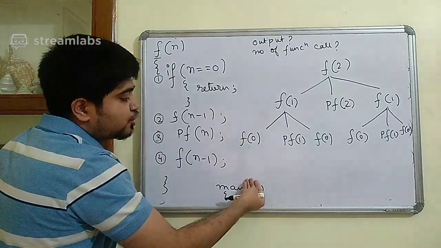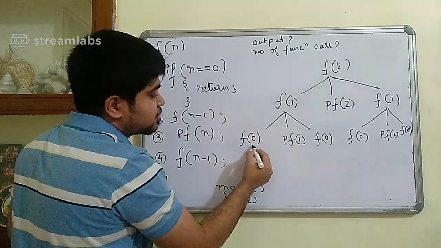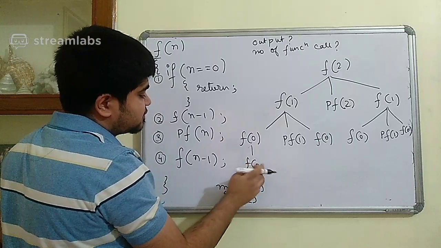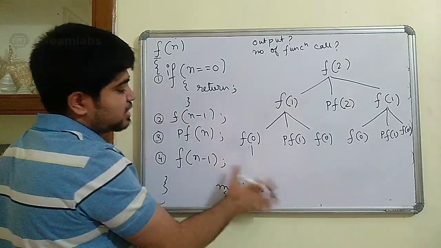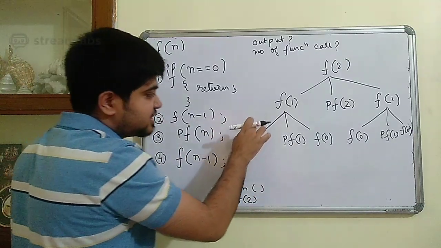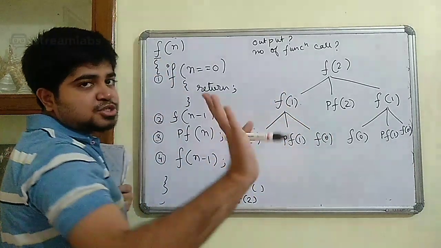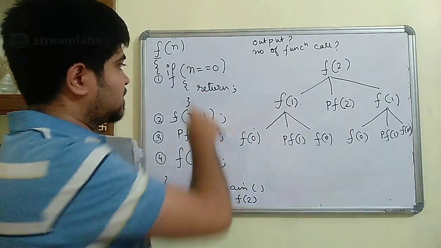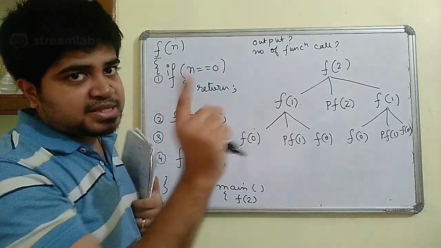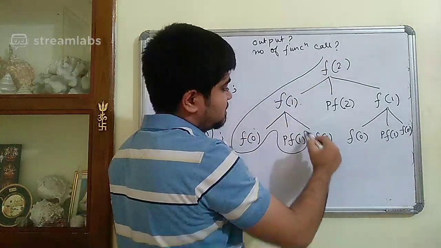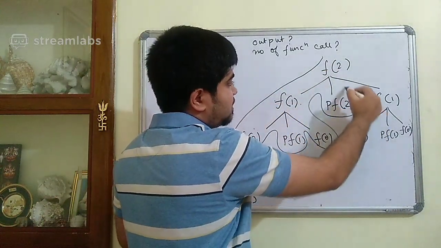Return means the control will be transferred back to here. So if f of 0 is called, it doesn't matter actually. F of 0 is returning the control back to here. It is not performing or calling any further because this if is stopping it. So we trace out the whole process in the very same manner.